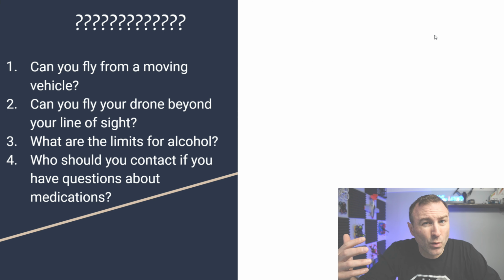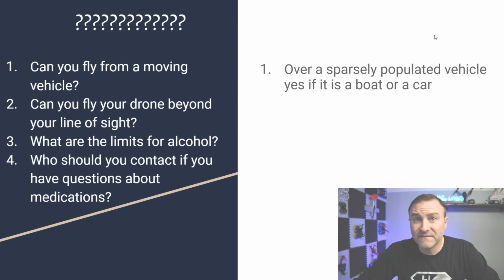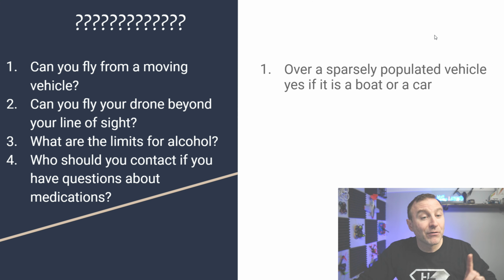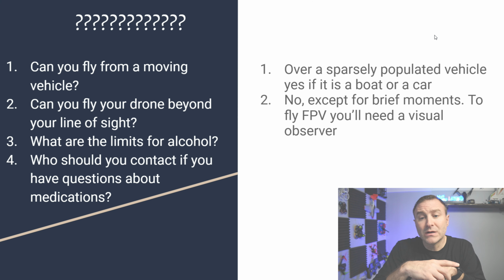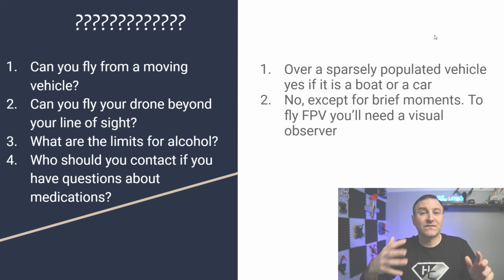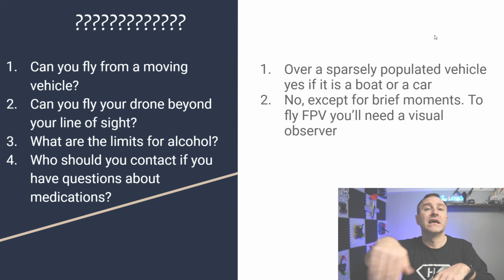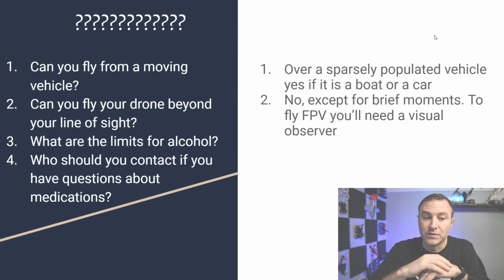Okay, other things you might want to know. Can you fly from a moving vehicle? Yeah, if it's a sparsely populated area or if you're on a boat, you can do that. Can't fly from a moving aerial vehicle, so keep that in mind. Can you fly your drone beyond your visual line of sight? Well, no, but yes, if that is just for a brief moment of time, you're going behind a tree, behind an obstacle, it's going to come out, you got someone else helping you out, yes, you can do that.